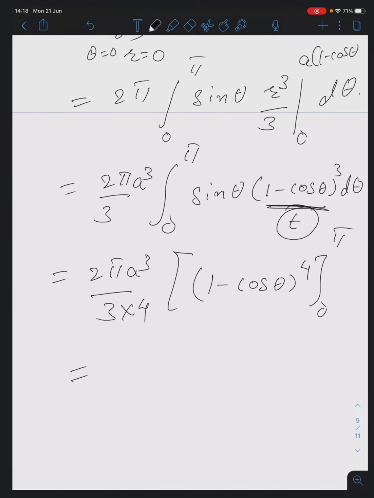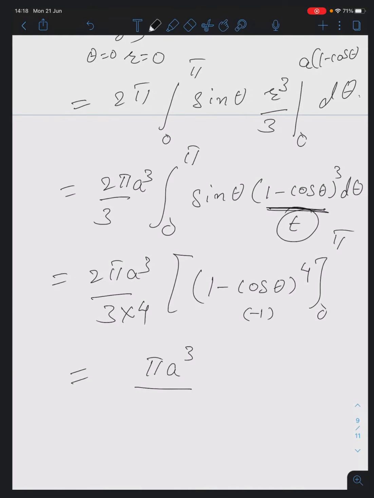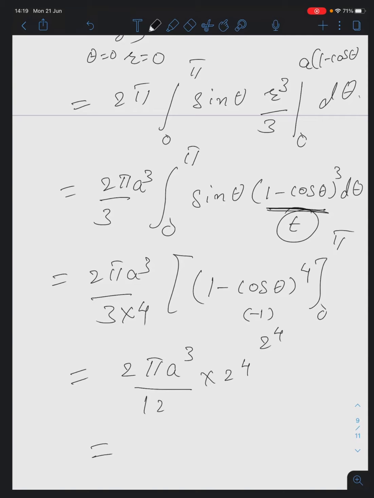Upper limit pi, when I substitute pi, cos pi is minus 1, I'll get 1 minus of minus 1. Pi a cube by 6. Is it? For lower limit, it will be 0, 1 minus 1 will be 0. For upper limit only, you will get 2 to the power 4 there. Okay, so 2 to the power 4. Is that what you got?